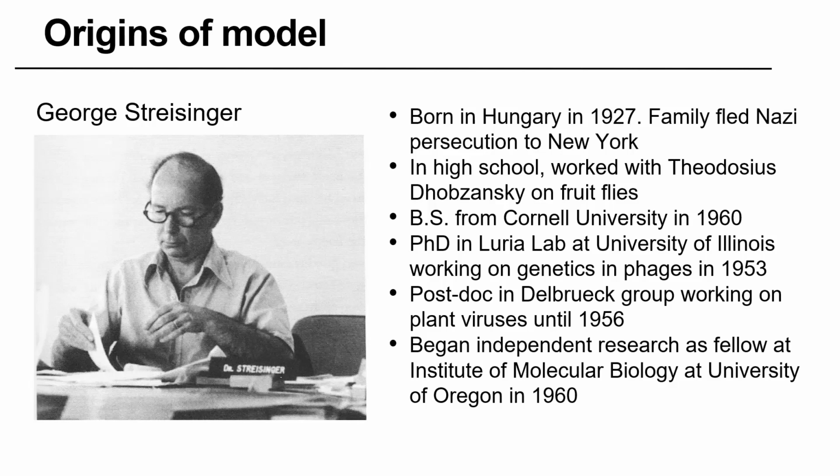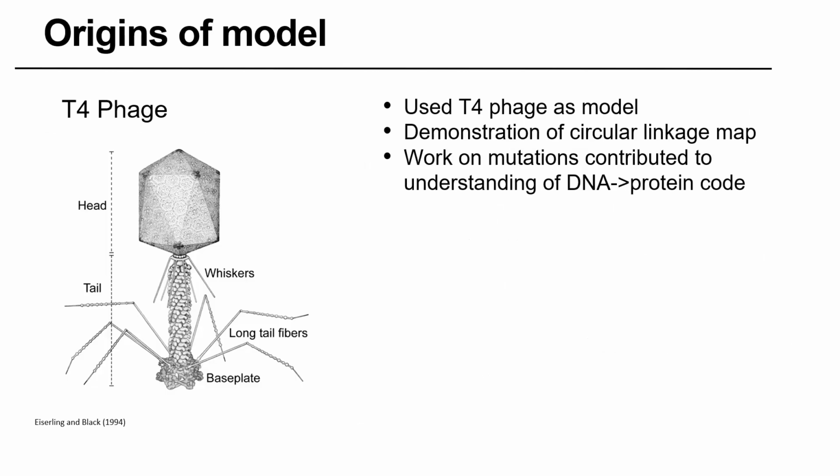The next stage in his career was when he began as a fellow at the Institute of Molecular Biology at the University of Oregon in 1960. And there he continued to work on T4 phages, trying to understand, again, what the relationship was between DNA and RNA. So one of the things that he did was he demonstrated a circular linkage map.